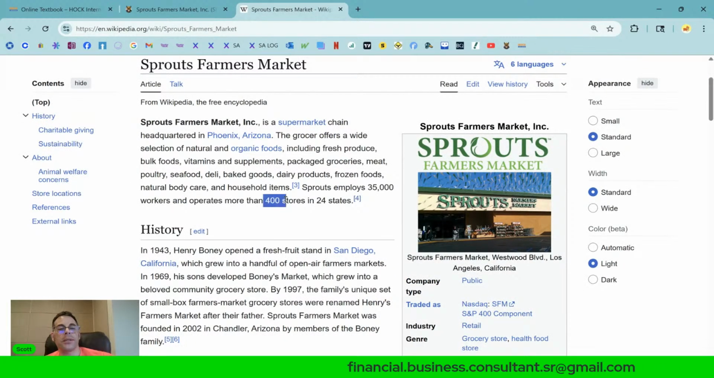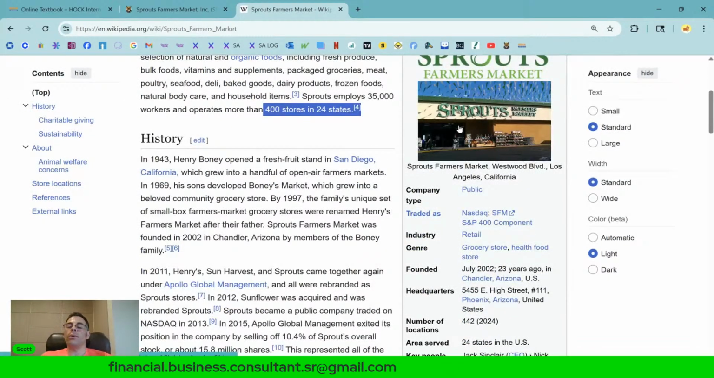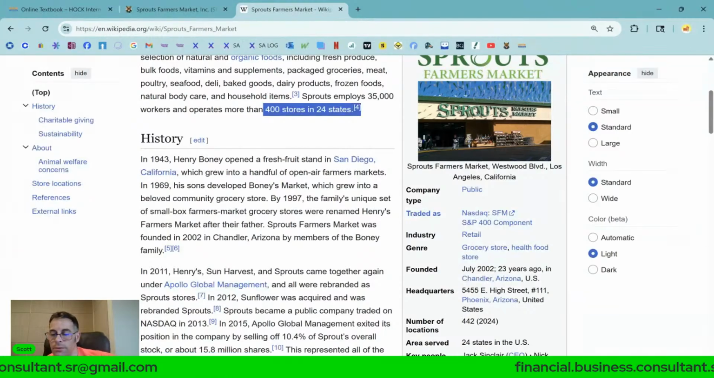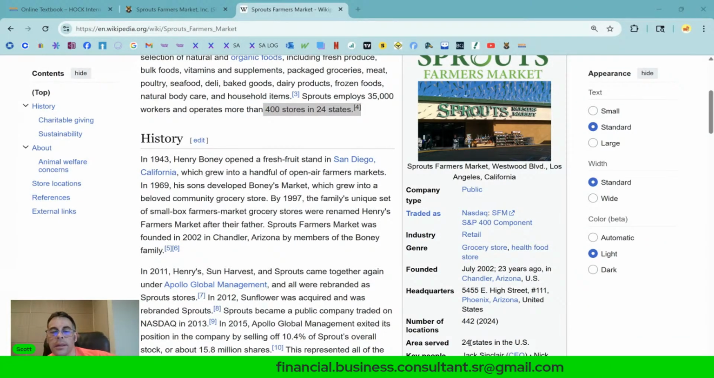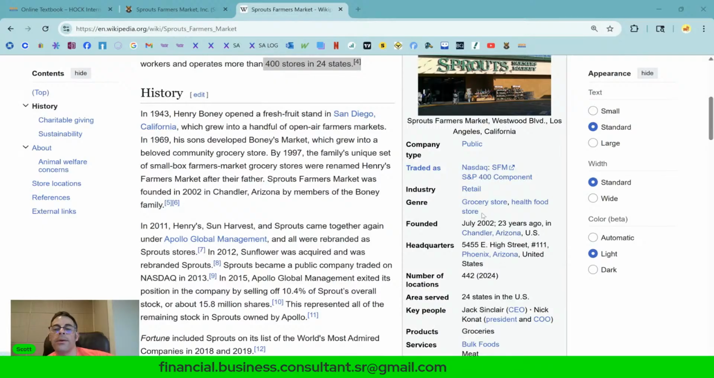They have 400 stores. It's like a Whole Foods type business. I'd compare them to Whole Foods. They were founded 23 years ago.